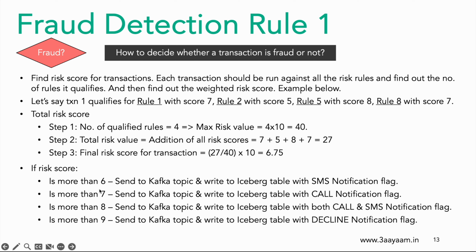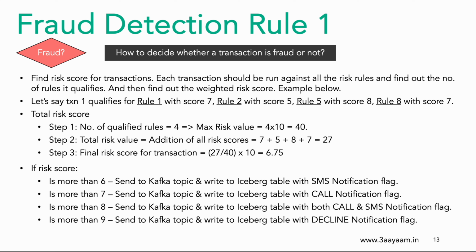If the risk score is more than 6, then you'll have to send to the Kafka topic that I have shown you and write to the Iceberg table with an SMS notification flag. So it can be any record saying that this is the transaction, this is the customer, this is the amount. It has a potential to be a fraud transaction. It might not be that dangerous, so that's why the notification flag would be only for SMS.